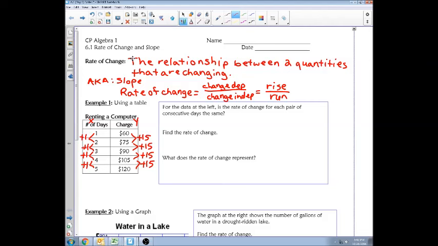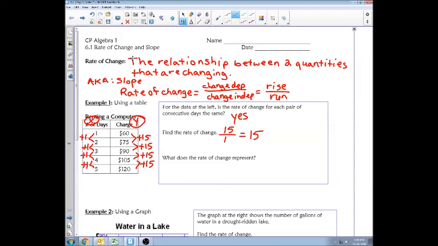For the data to the left, is the rate of change for each pair of consecutive days the same? Well, it's a $15 increase in the charge per day. So yes, it would be the same. So we need to find the rate of change. Well, the change of our dependent is our y, so it's 15 over the change in our independent, or our x, so that's 1. So the rate of change will be 15.